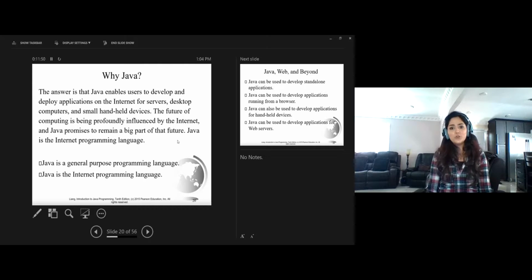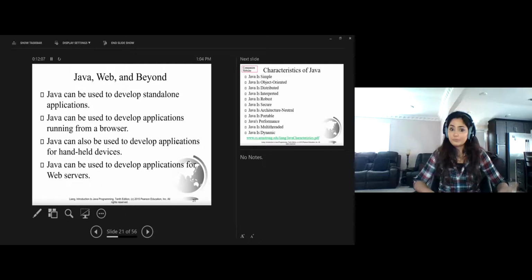If you take a look at your cell phones, if you are using smartphones, all the apps on your smartphones are there because of Java. Java is a general purpose programming language. Java is an internet programming language which has resolved so many issues. So that is a little bit about Java.